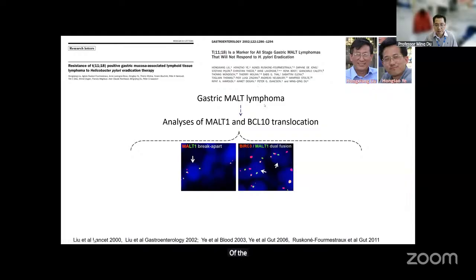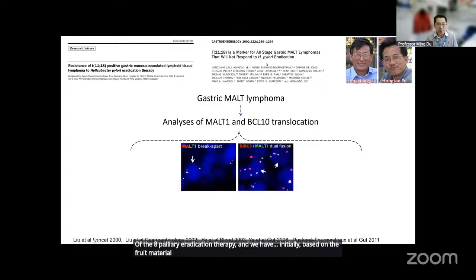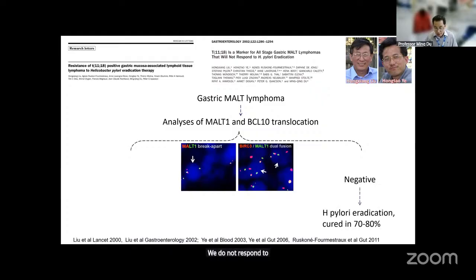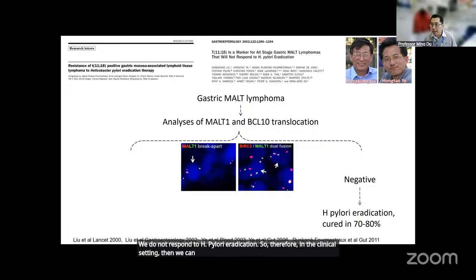initially based on frozen material, and then in a subsequent study using formalin-fixed paraffin-embedded material. We demonstrated that the 1118 translocation is a reliable marker for all stages of gastric MALT lymphoma that do not respond to H. pylori eradication. So in the clinical setting, we can stratify the patients for different management.